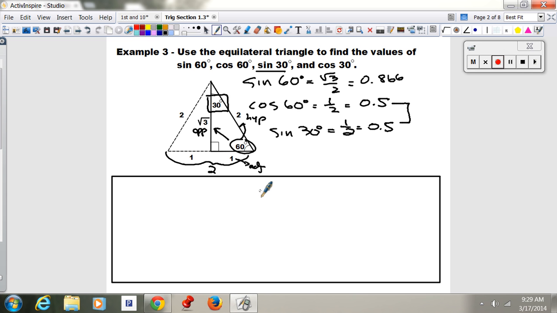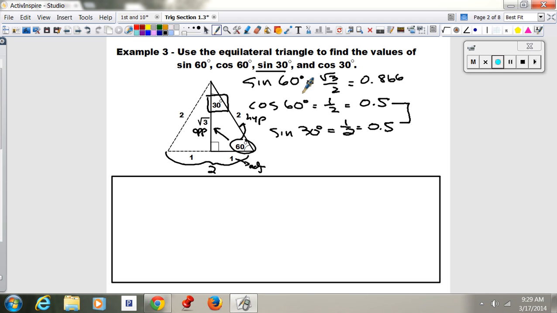Notice, what do you notice about 30 and 60 together? They make how much? They make 90, right? That means they're called something special when they add up to 90. Complement, right? They're called complementary angles. If you have two complementary angles, the sine of one will equal the cosine of the other. It doesn't have to just be 30, 60. As long as two angles add up to 90 degrees, because 90 degrees would be the two acute angles in the right triangle, those two will equal each other.